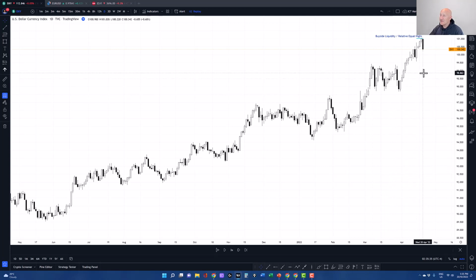So, you have these two counterpoints. You have this overall hypothesis that the market is going to go up, and that is reinforced by the relative equal highs, the buy side liquidity resting up here at 101, and it's invalidated if the market goes below this 97.75 level, where you have these relative equal lows, sell side liquidity down here.